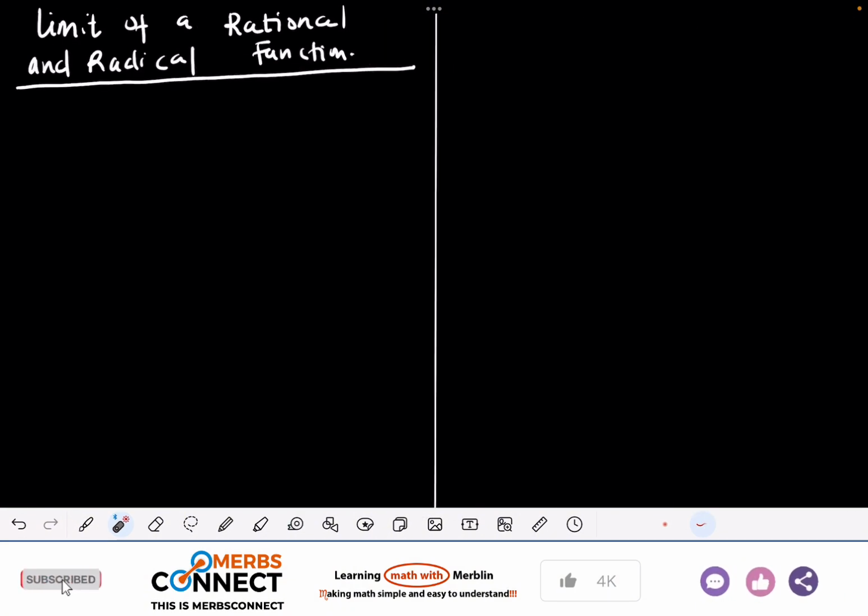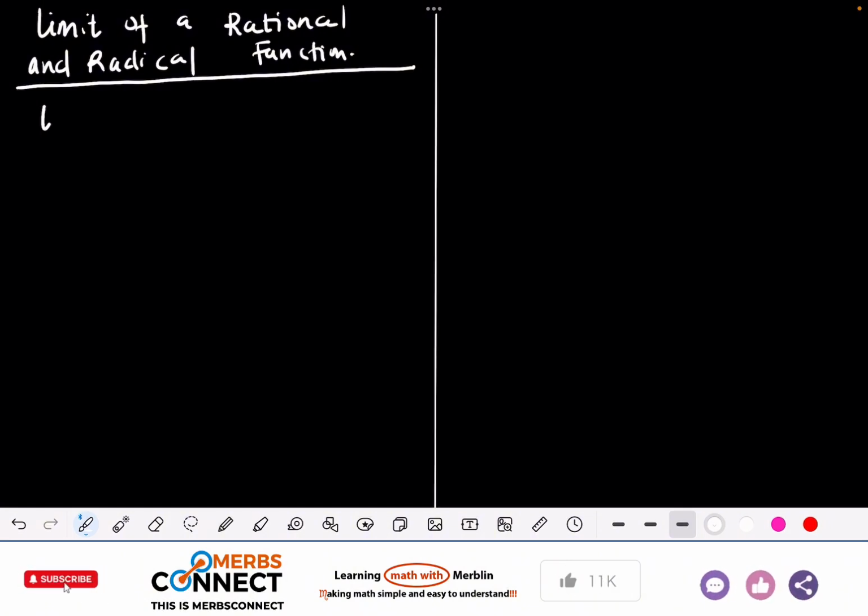Let's jump right in. So now let's assume we have a rational function. We want to find a limit of a rational function, but this rational function has a radical function. What I mean is we have a root function in addition to the rational function. What are we going to do? It's very simple. Let's take just an example.